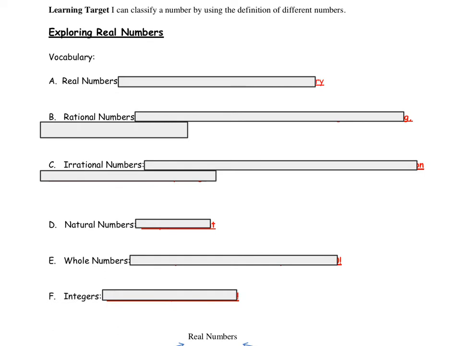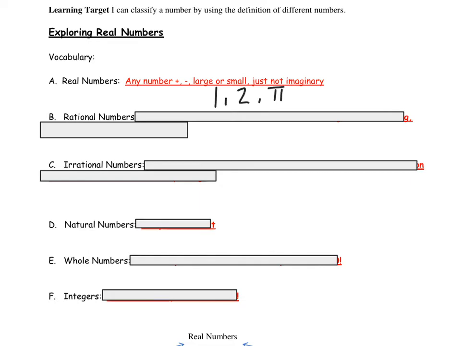So the first number we're going to look at is the real number. So the real number is any number that is positive or negative, large or small, just not imaginary. So some examples of real numbers are the number 1, the number 2, the number pi, 2/3, basically any number you can think of. I can even say -9/8. I can say any number that you can think of, and that's a real number.